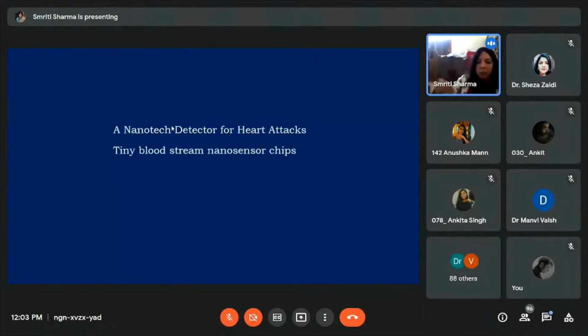Then they will just inject nanoparticles, nanosensor chips, and it can detect if the person is about to have a heart attack, say one month before. It can detect one month, two months ahead. So it will give warnings. I'll come to this later on also.